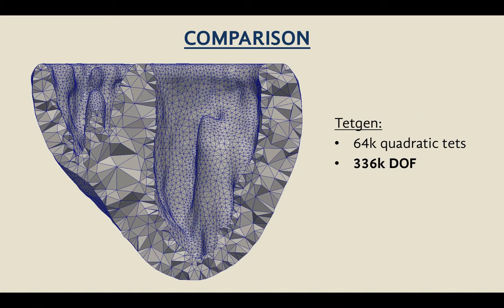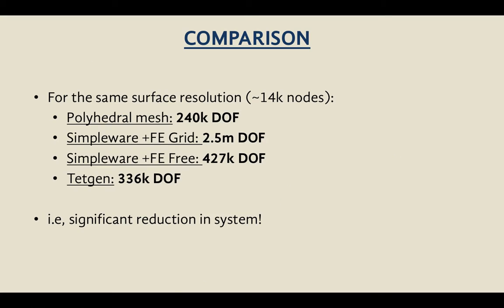TetGen is also a popular tetrahedral meshing algorithm. You can tell the quality of the tets is significantly worse compared to Simpleware, although it does reduce the degrees of freedom somewhat. If you couldn't follow along with all of that, our polyhedral meshes produce a significant reduction in the size of our system. So not only do we guarantee a robust and fast meshing algorithm, but after the fact, once we actually want to solve these systems within our finite element scheme, we can run them faster because the size of our system is smaller.